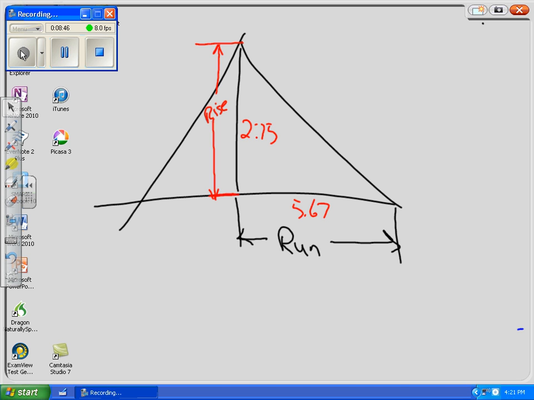Okay, so let's just say that we're going to call this corner over here the angle. Would that be okay with everybody? And so now we have a name for the 2.75. What is it? That's the opposite, right? It's opposite our angle.